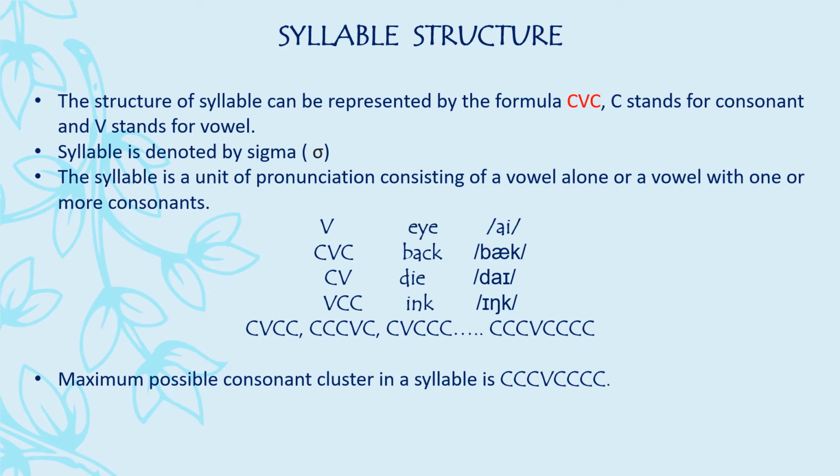In the next word ink, we have the I sound, which is a vowel, and then the ng sound, and then the k sound. Those are consonants, so it can be represented as VCC. So in this way, a vowel can at maximum be preceded by 3 consonant sounds and followed by 4 consonant sounds. So the maximum possible consonant cluster in a syllable is 3 consonants at the beginning, then a vowel, and 4 consonants at the end or at the back of the vowel. There can't be more consonants in this.